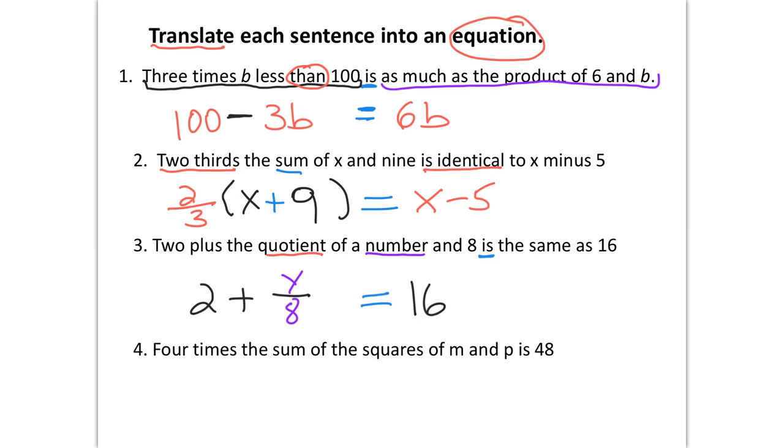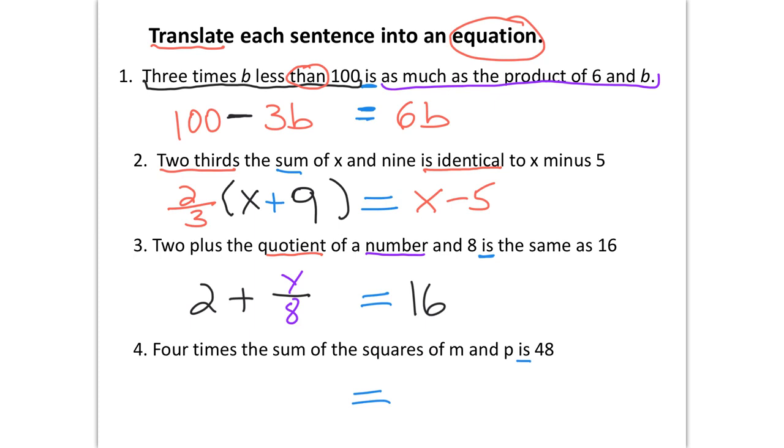And the last one, guys, it says 4 times the sum of the squares of m and p is 48. So let me underline the word is first of all. So there's the is, and all of this before the word is going to be on the left side of the equal sign. So I do have 4 times the sum. So I'm going to multiply 4 and the sum of the squares.